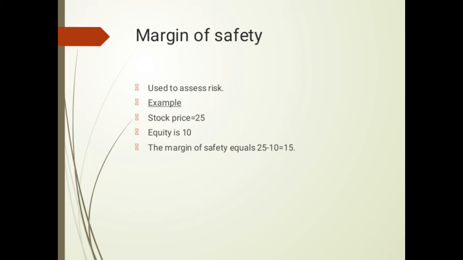If you were to buy a business for $25 and the business went bankrupt the same day, you will lose 15 shillings, or rather $15. So the margin of safety is used to assess risk.